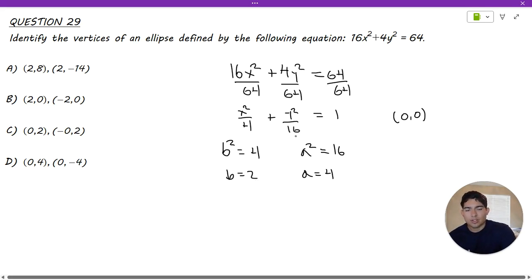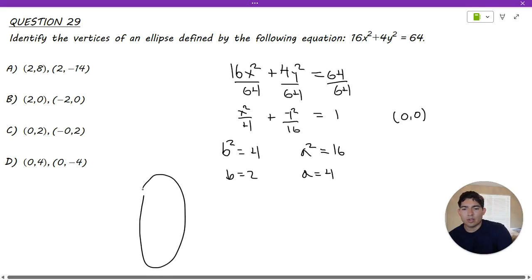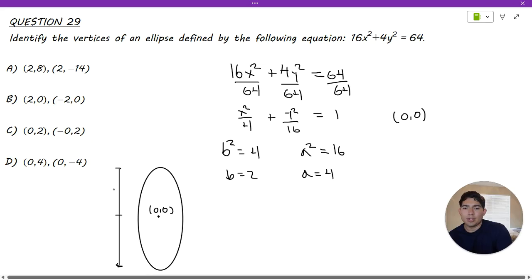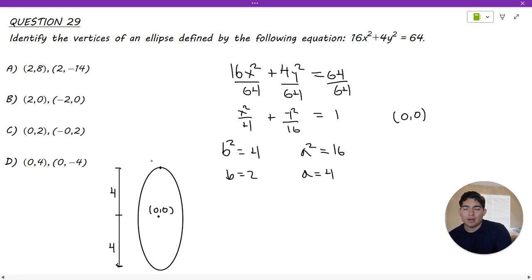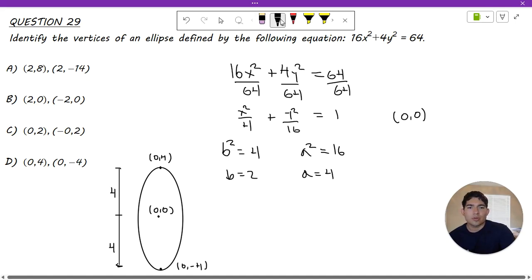Now, we can see that a squared was associated with the y terms here. So that tells us that the major axis is going to run up and down the y coordinates. So our ellipse is going to end up looking like this. It's going to be taller than it is wide. And then the distance a from the center of the ellipse to the vertex is going to be 4. So we can add 4 to the y coordinate of the center, and we'll get one of the vertices at 0, 4, and the other one is going to be at 0, -4. So then if we take a look at the multiple choice answers, we are going to get D for this one.